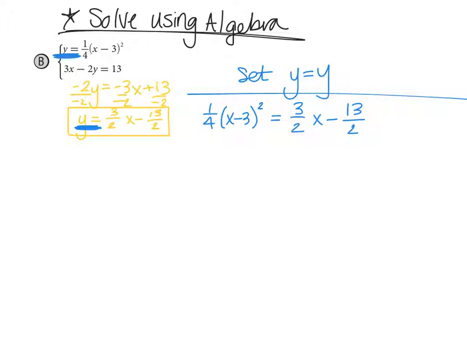So we're going to multiply by the highest denominator to try to eliminate those. I'm going to multiply both sides by 4. We're going to see what that does. On this left side, that's going to cancel. So that's going to give me just (x minus 3) squared really, because 1 times that's the same. On the other side, we can do some mental multiplication.